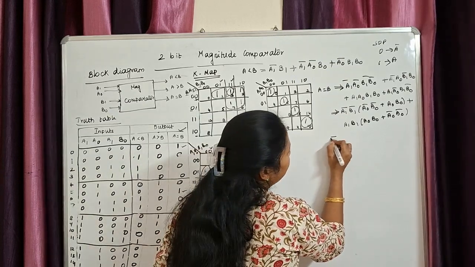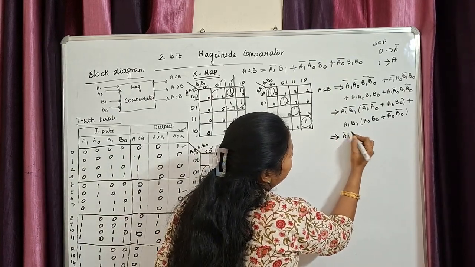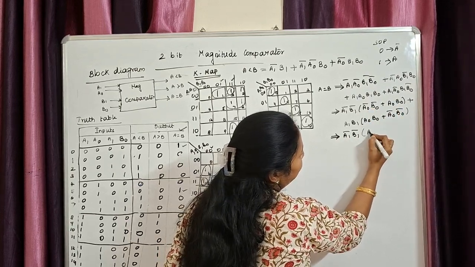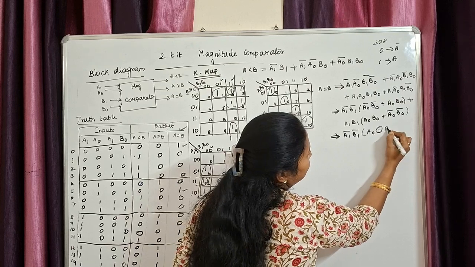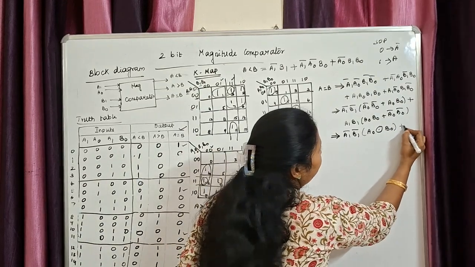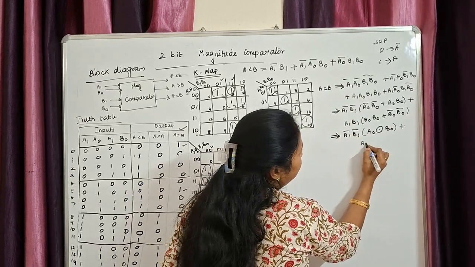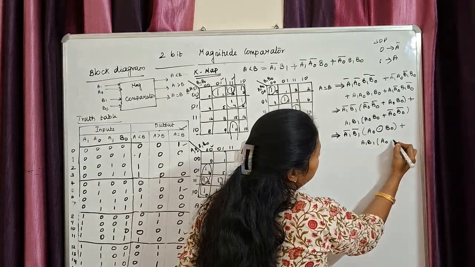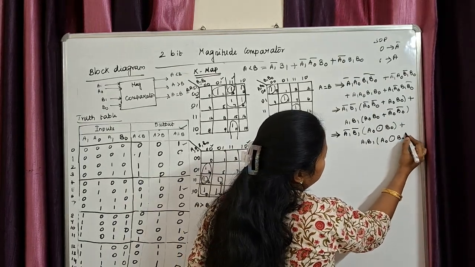So try to replace it. A1 bar, B1 bar. The terms inside my bracket is my XNOR gate. How do you represent XNOR gate? You'll be representing XNOR gate like this. Clear? And similarly, for this particular term, here it is A1, B1 into, here again it is XNOR gate combination. So I'll be mentioning like this.